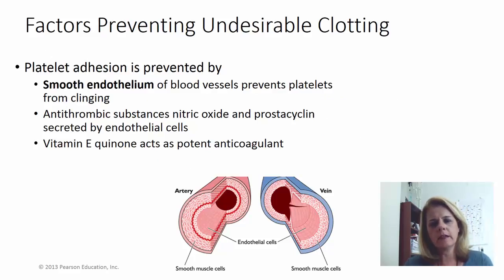So normally you don't have clotting in your vessels. I mean, your goal is to prevent that. So you prevent your platelets from adhering by keeping the endothelium smooth, and as long as it's intact, the platelets are going to just glide through the vessels, so you're not going to get that fibrin mesh, you're not going to get a clot. Because we have things like nitric oxide and prostacyclin that the endothelial cells secrete that don't allow platelets to adhere. They'll just smoothly go through.